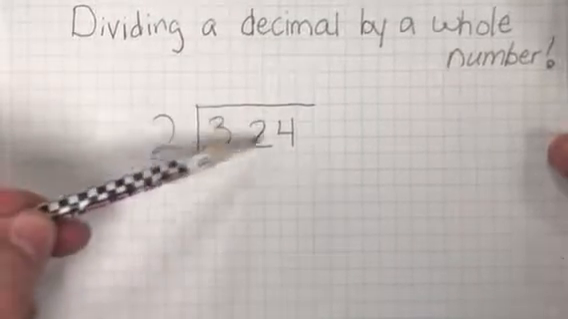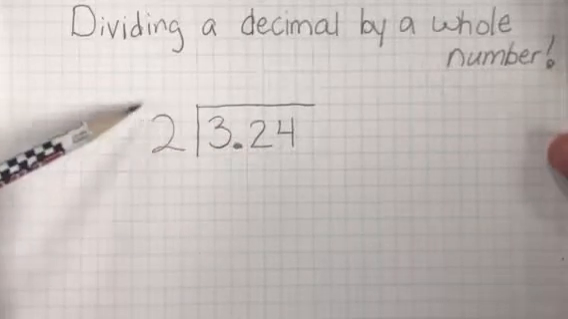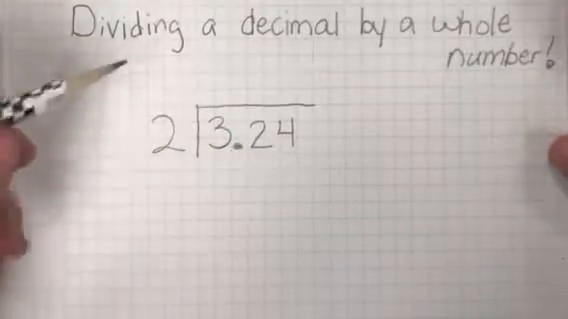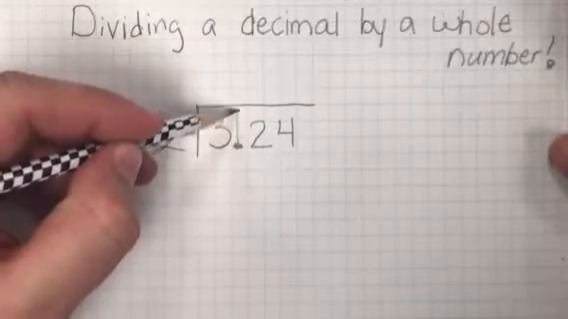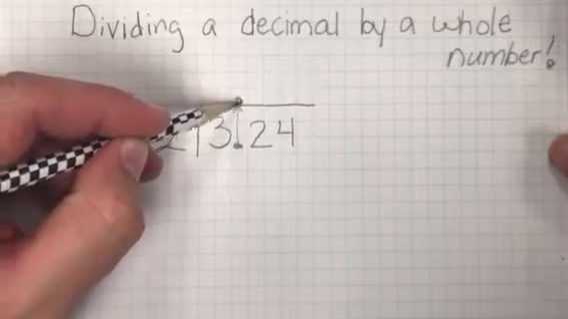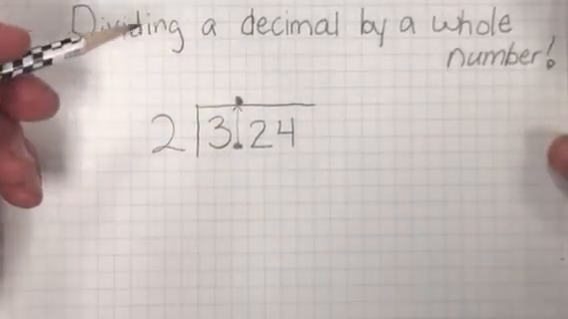When I'm dividing a decimal number, it's my dividend, and I have a divisor on the outside. The first step in dividing a number that has a decimal in it is to bring that decimal straight up, draw it in, and now I can go ahead and do my digit by digit dividing.